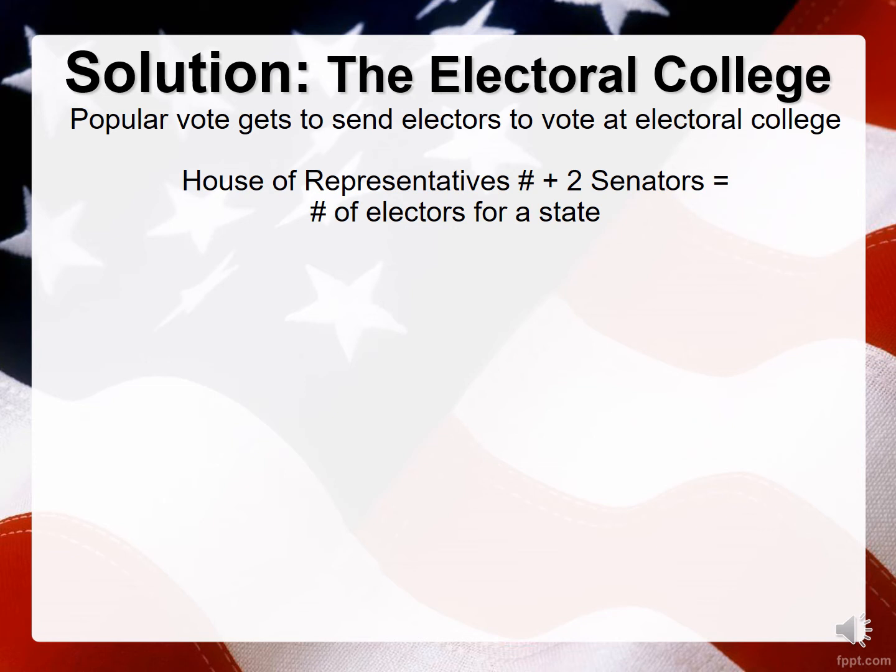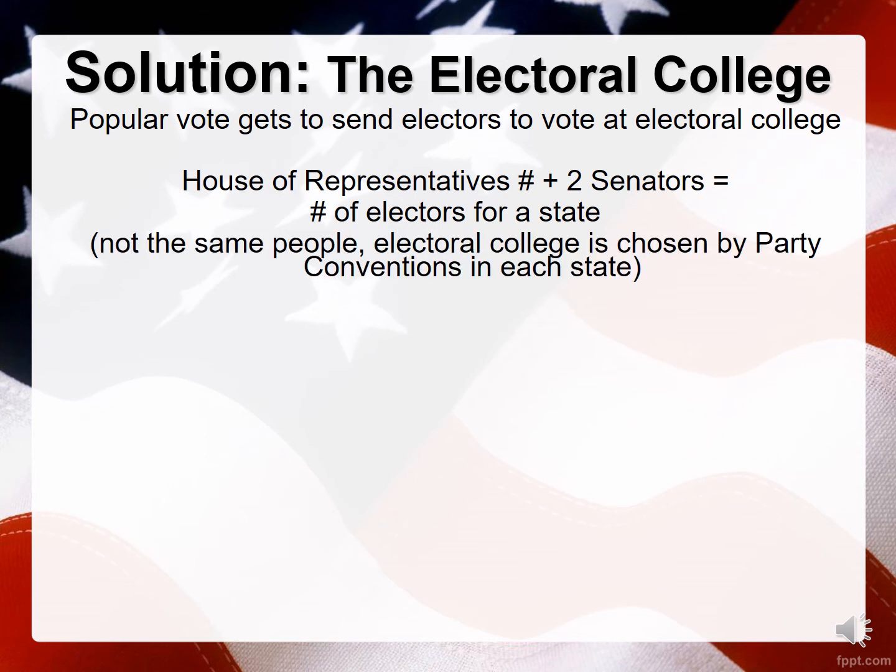Now, the number of electors from each state includes the number of representatives in the House of Representatives plus the 2 senators. That equals the number of electors from a state. A very, very important concept to understand is that the electors from the state are not our elected officials. They are chosen by the state conventions and the party conventions in each state. So our elected officials are not electors from the state. And we'll talk more about that when we get into looking at elections.